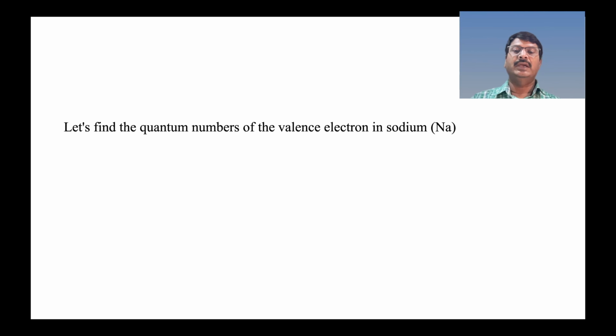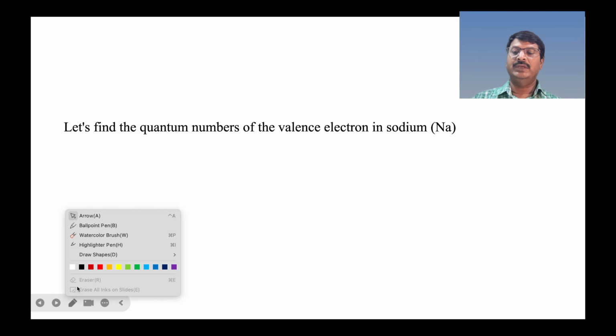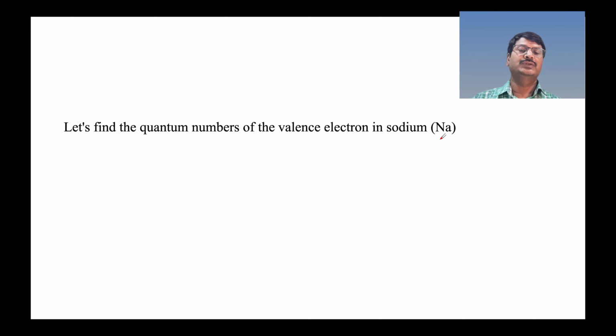Let us come to writing the 4 quantum numbers for a valence electron. Here I am taking one example, the sodium atom. To write the quantum numbers of any valence electron, first you have to write the electronic configuration of that atom. The electronic configuration of sodium is 1s2, 2s2, 2p6, 3s1. In this, what is the valence electron? 3s1 is the valence electron. And how to write the 4 quantum numbers for this one?